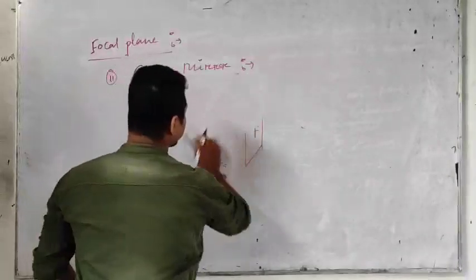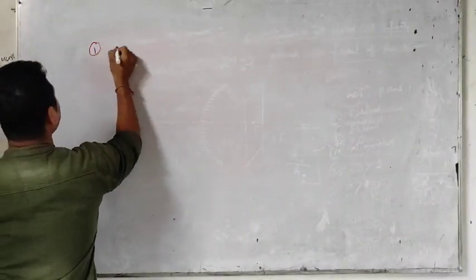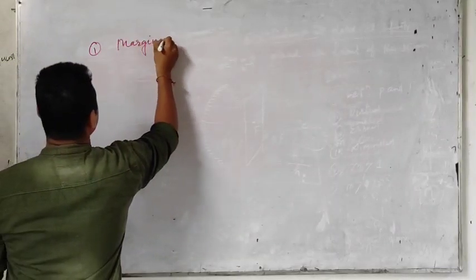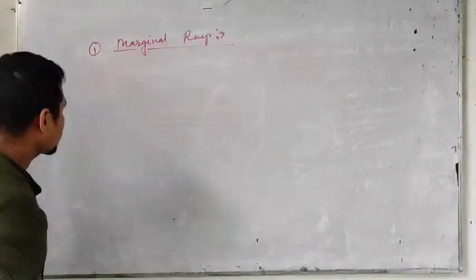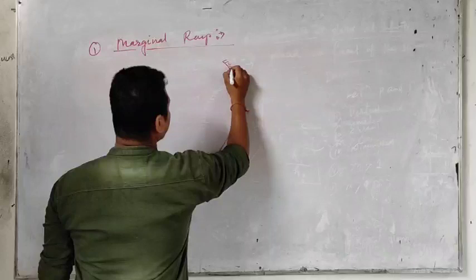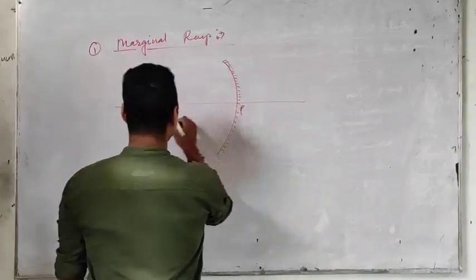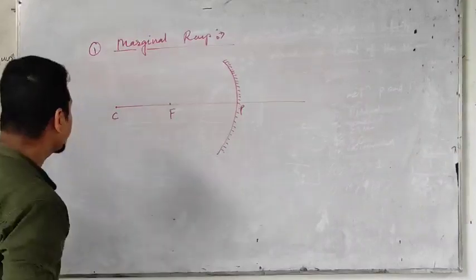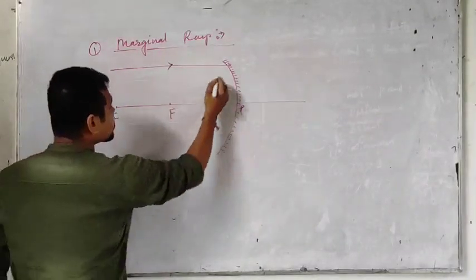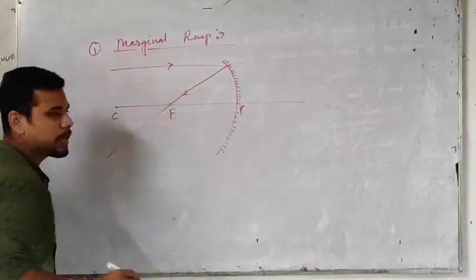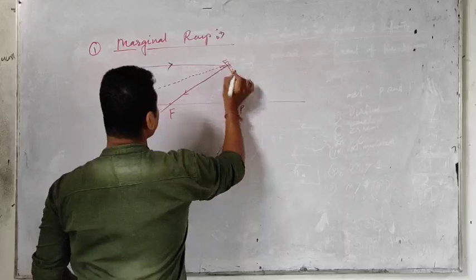Next we see what are marginal rays and paraxial rays. So number one, marginal rays. Suppose we consider a concave mirror, with pole, focus and center of curvature. If the incident ray is coming parallel to the principal axis, then it will pass through the focus. Consider the ray passing through the center of curvature: the incident angle will be zero, along the normal.